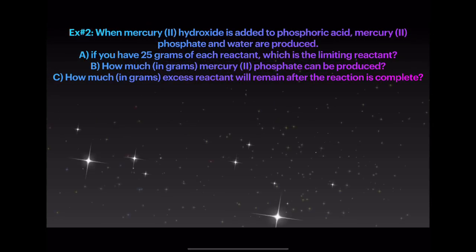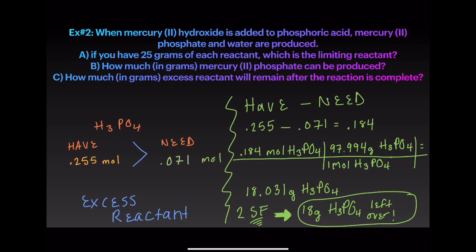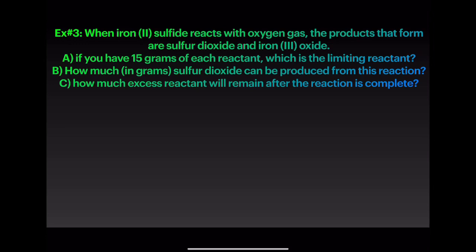Okay, now we can answer letter C. How much are we going to have left over? All I have to do is subtract. So I'm going to take 0.255 minus 0.071, and that gives me 0.184. And remember, these numbers are representing moles. But the question is asking for grams. So the last thing we've got to do is just convert. And then don't forget your sig figs.